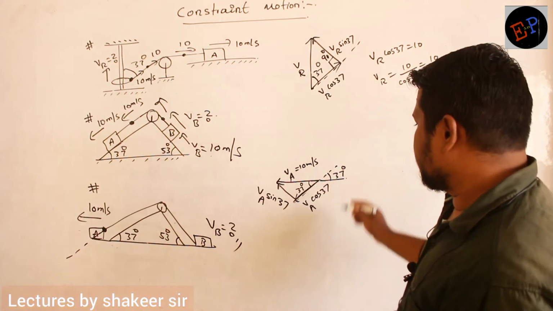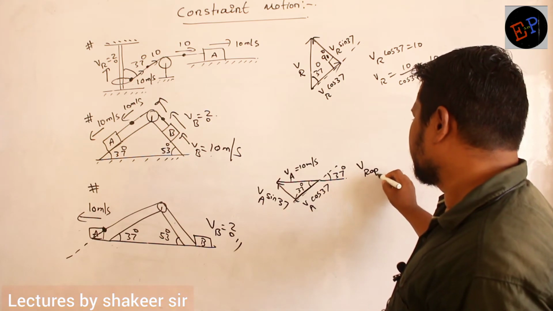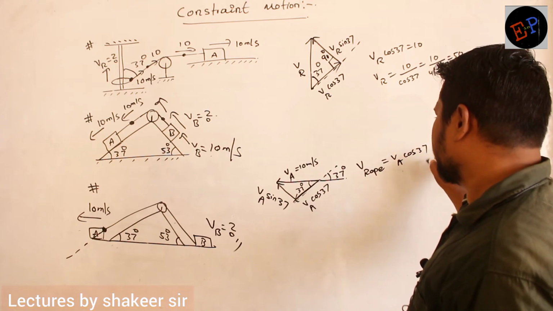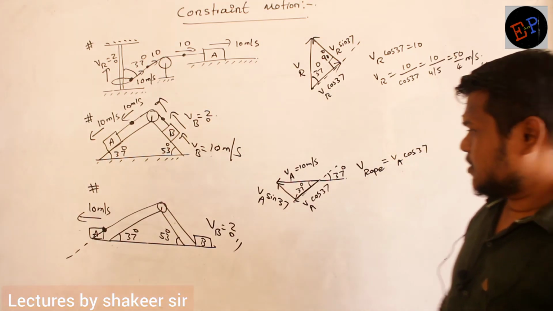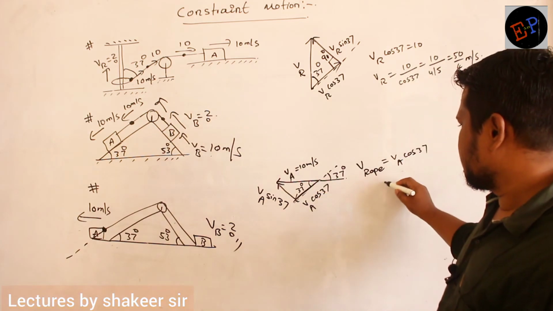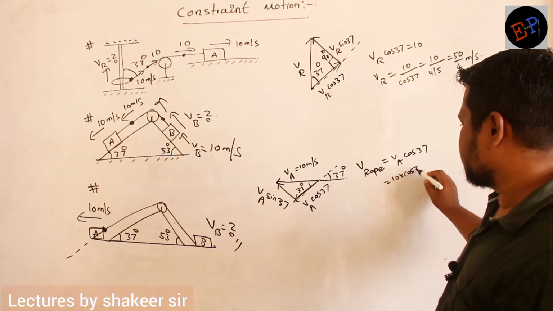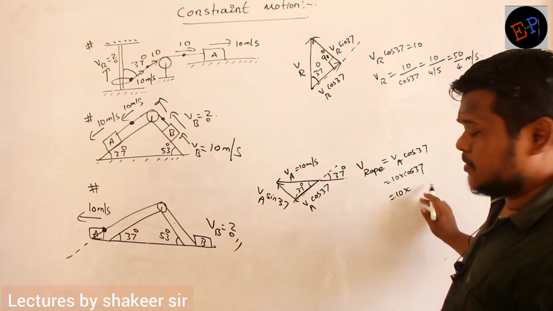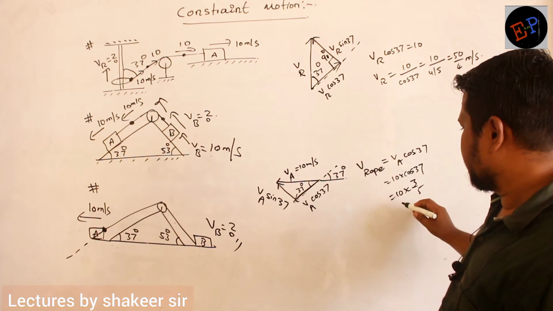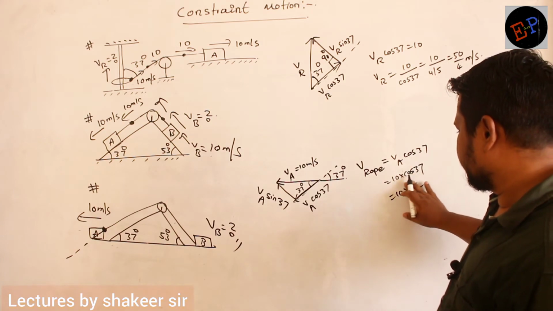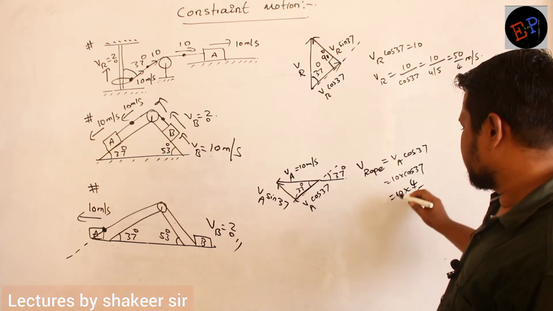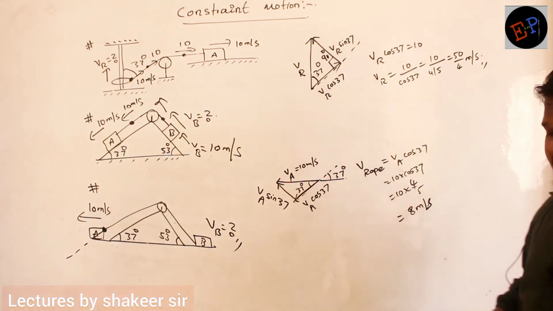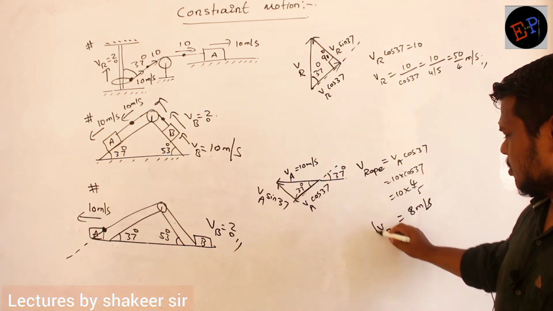Clear? So therefore what is the velocity of rope? Velocity of rope is nothing but VA cos 37. What is velocity of block A? 10. So 10 cos 37. Clear? So 10 cos 37 value, 4/5. Cos 37 is 4/5. So 5 twos are 10, 2 fours are 8 meters per second. So what is this 8 meters per second? This is the velocity of the rope.